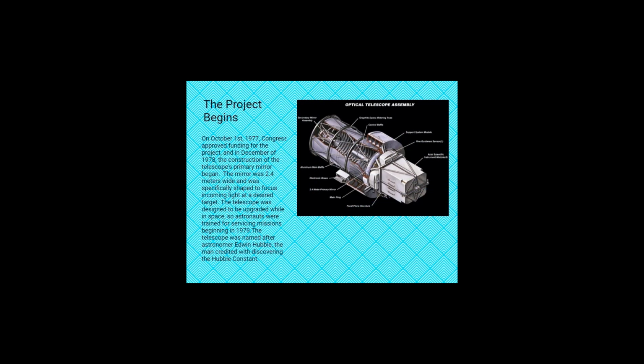On October 1st, 1977, Congress approved funding for the project, and in December of 1978, the construction of the telescope's primary mirror began. The mirror was 2.4 meters wide and was specifically shaped to focus incoming light at a desired target. The telescope was designed to be upgraded while in space, so astronauts were trained for servicing missions beginning in 1979. The Space Telescope was named after astronomer Edwin Hubble, the man credited with discovering the Hubble constant.